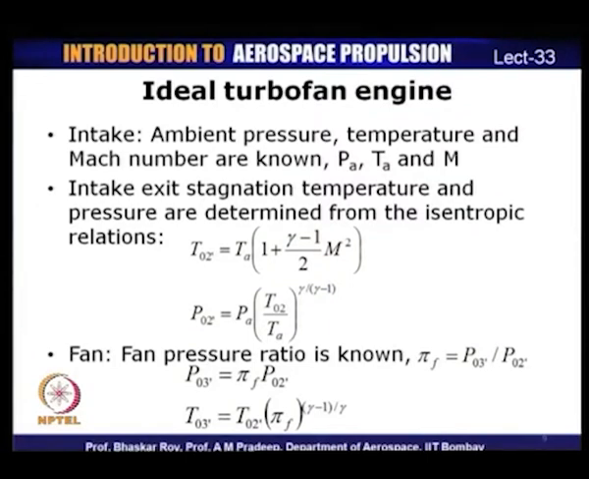The fan exit stagnation temperature is T03 prime, which is equal to T02 prime into pi f raised to gamma minus 1 by gamma, where pi f is the fan pressure ratio. So, these are the first two components of a turbofan engine, the intake and the fan. Both these processes are isentropic for an ideal cycle, and the next process, the compressor, will also be an isentropic compression process.